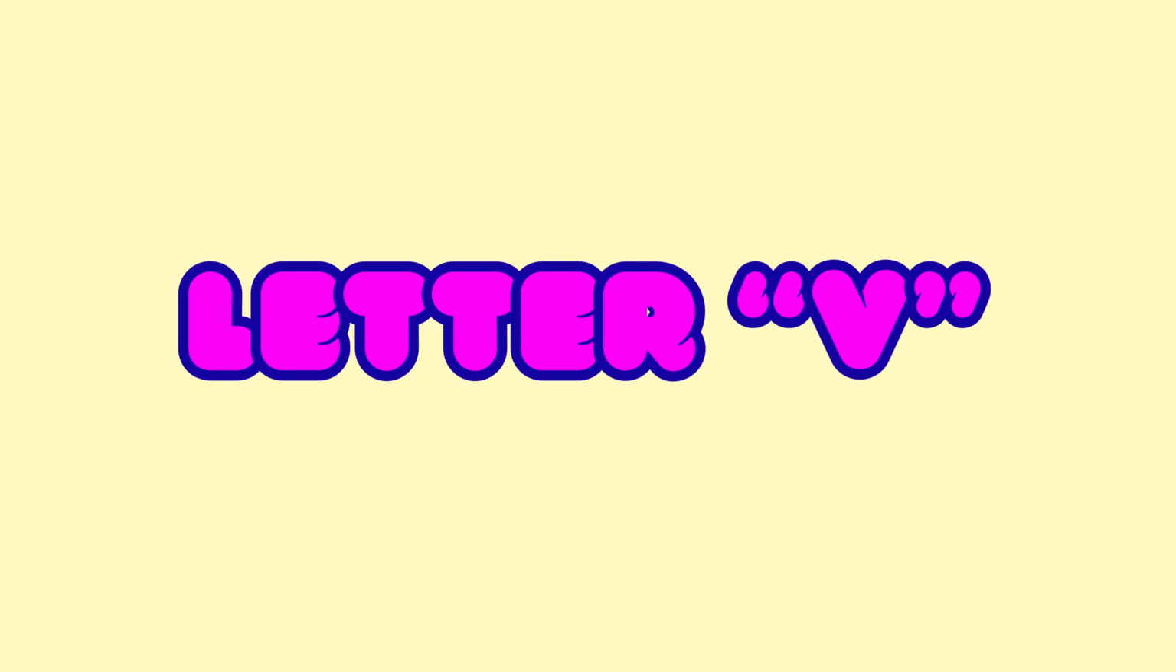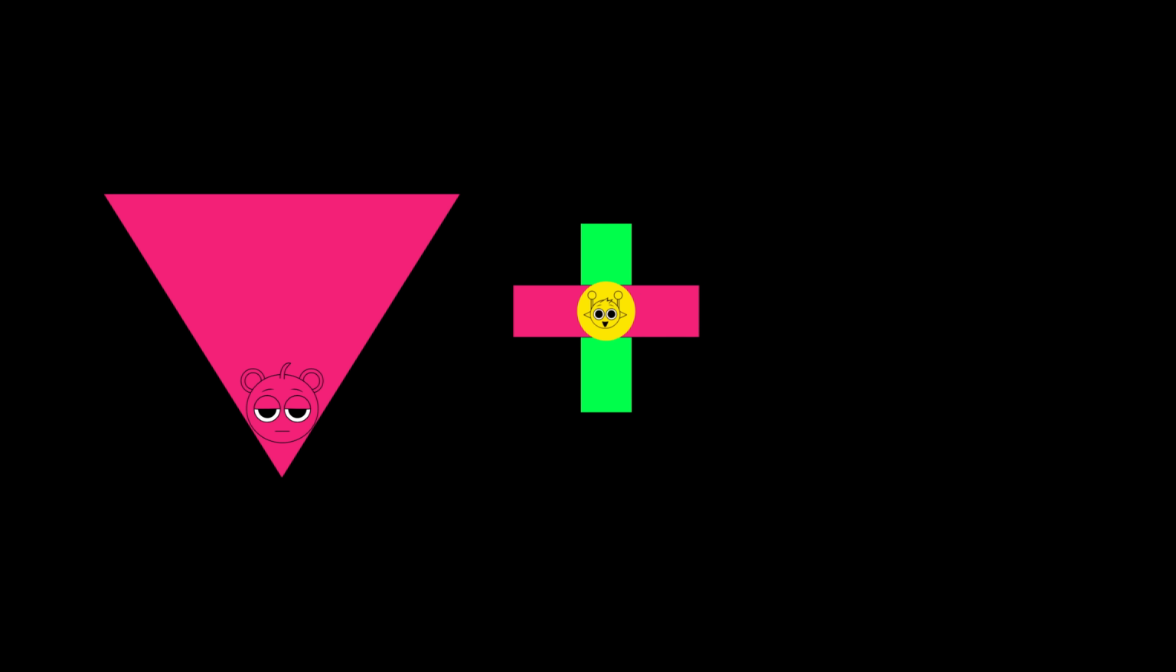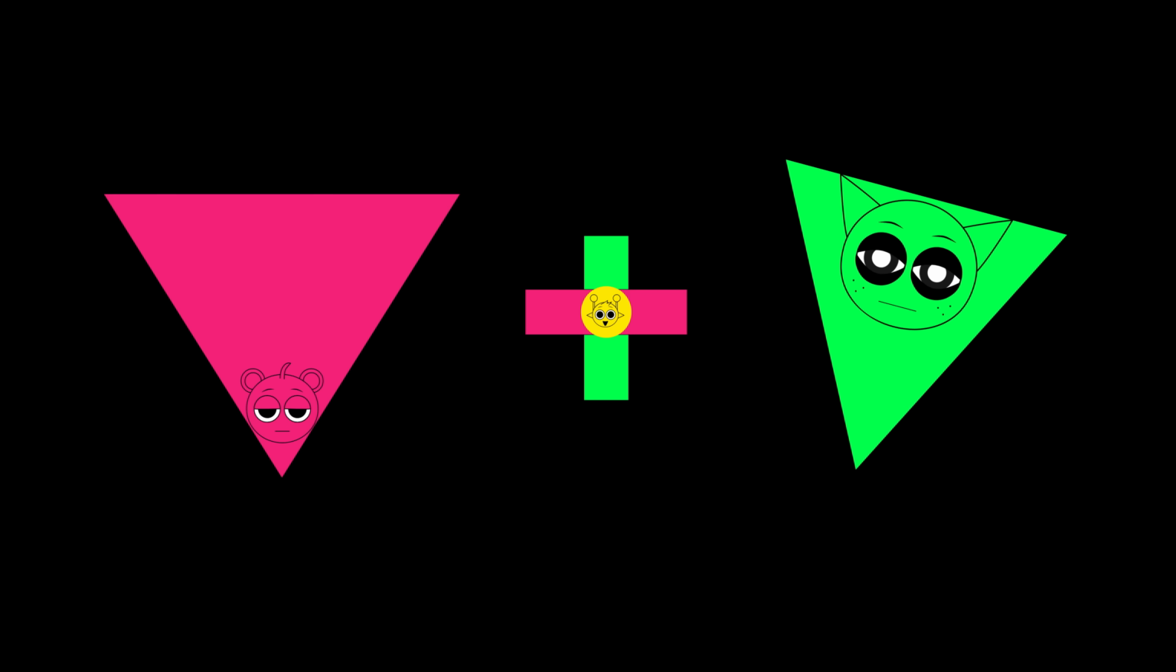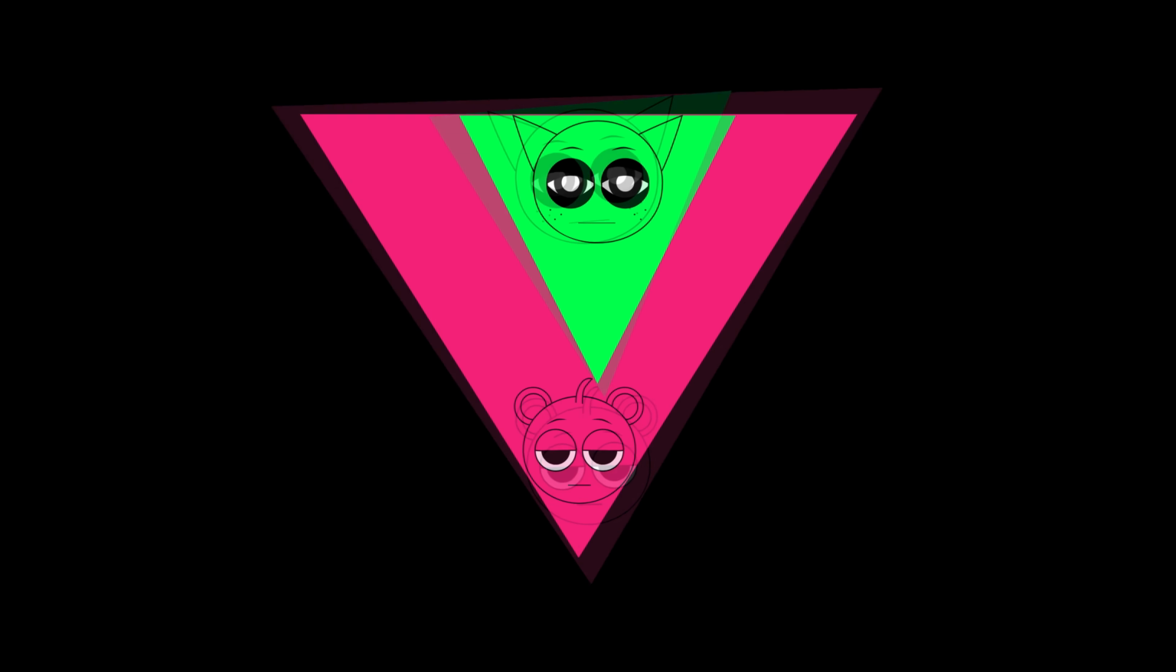Next, make the alphabet letter V. Triangle. Plus. Triangle. Look at the two triangles. When we put them together, they make the letter V.